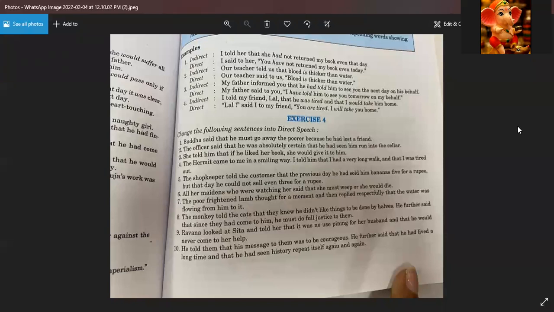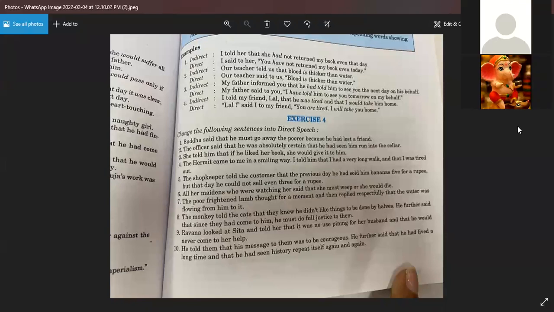Right. The poor frightened lamb thought for a moment and then replied respectfully that the water was flowing from him to it. Very confusing. From him to it. The poor frightened lamb thought for a moment and said, comma, inverted comma, start. You can also write down sir. Okay, it means respectfully. Sir, the water is flowing from me to you.